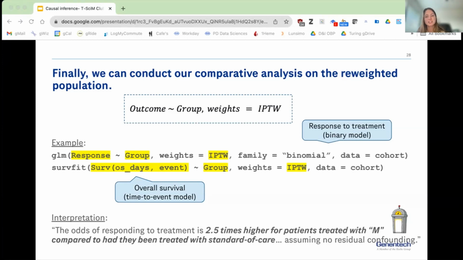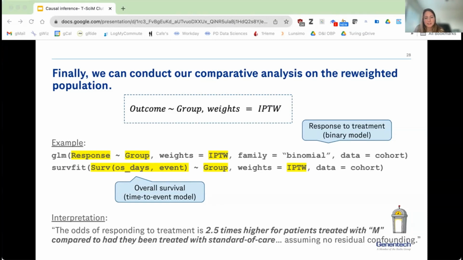The interpretation of the average causal effect here is what hopefully brings this tutorial full circle. So say your outcome is response to treatment and you estimate an odds ratio of 2.5. You would say the odds of responding to treatment is 2.5 times higher for patients treated with M compared to had they been treated with standard of care, assuming some things which I'll get to in the next slides. But the key here is this would have been language.